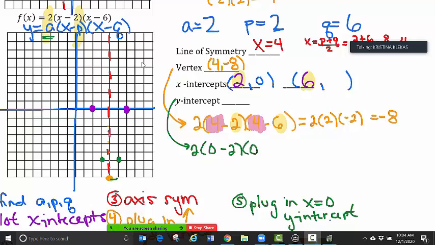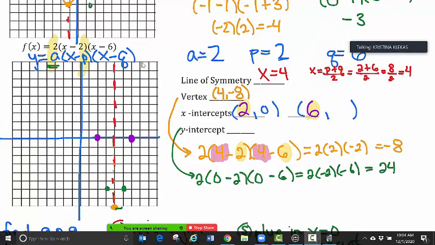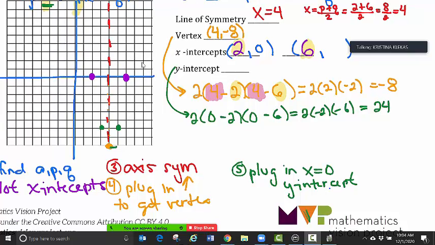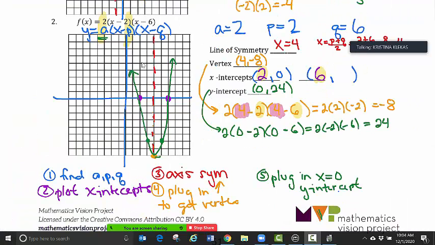And 0 minus 6. That gives you 2 times negative 2 times negative 6, which would give you a positive 24. It just means that it would cross all the way up here somewhere. Okay, and so it would be (0, 24). And there is our picture. Okay, so it's these 5 steps. Not too bad.